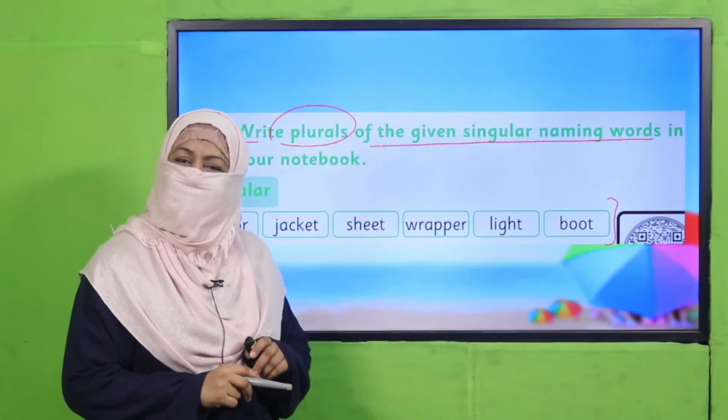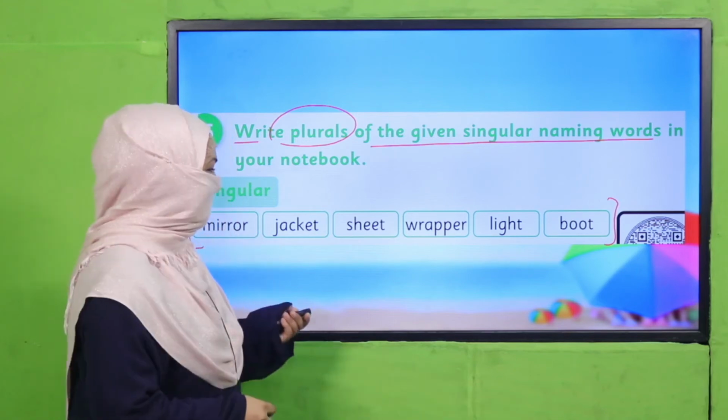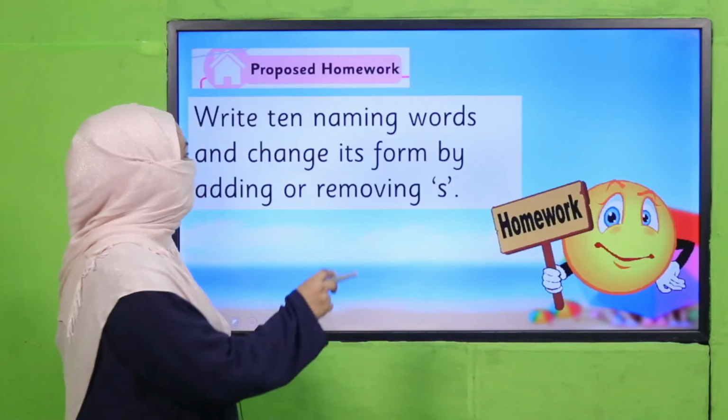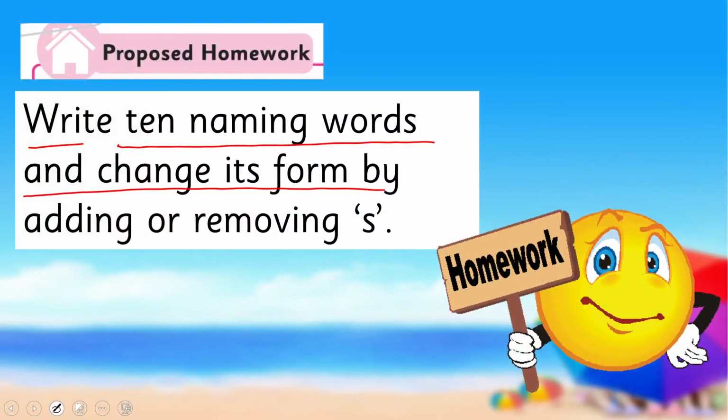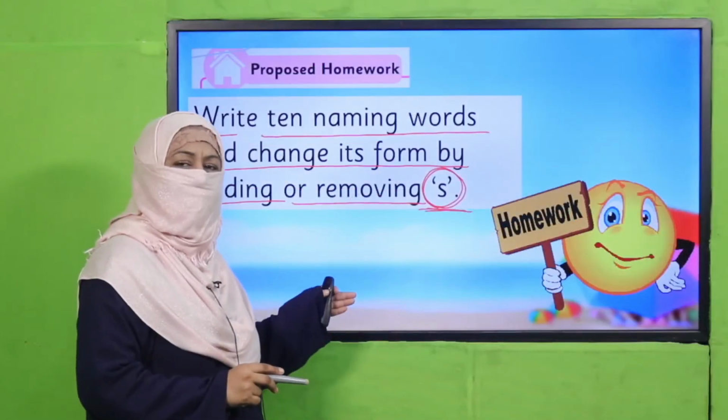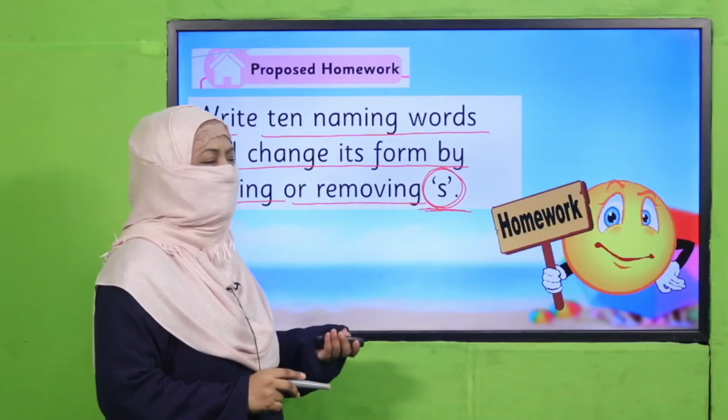Yes, my dear children, are you done with it? Good job. So it's time for your homework. You will write 10 naming words and change their form by adding or removing s. First you will write names and then we'll change. If you write a plural, you have to convert it into singular. And if you write a singular, you will have to write its plural form, right?